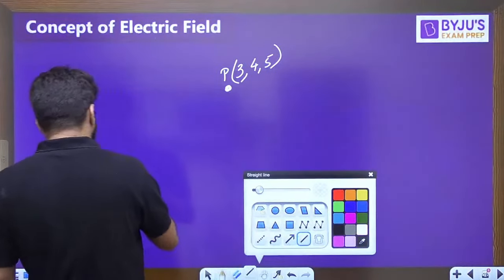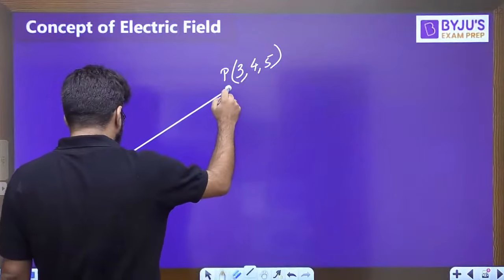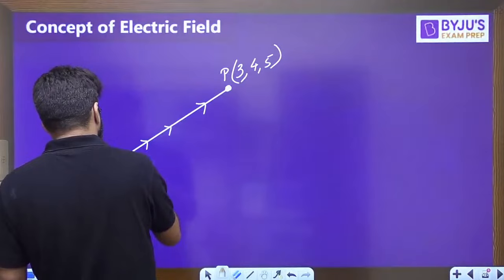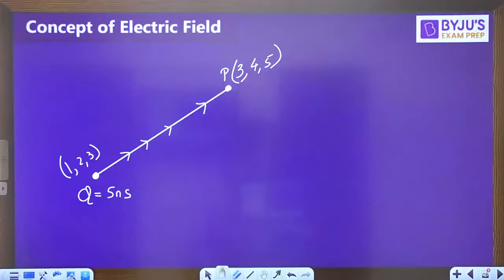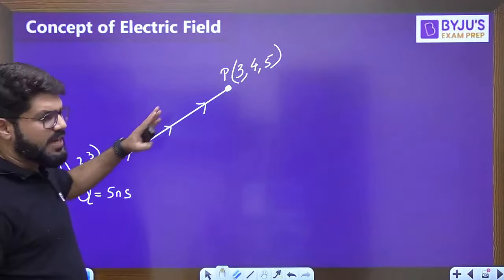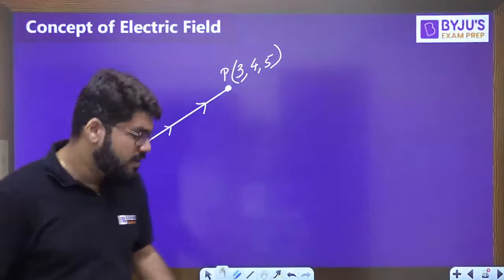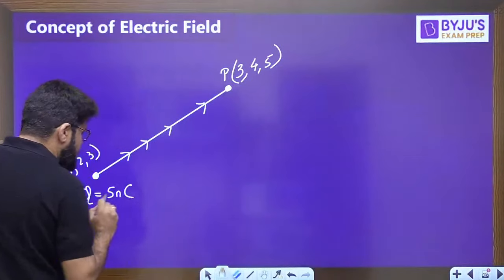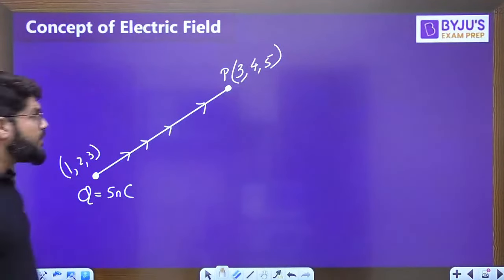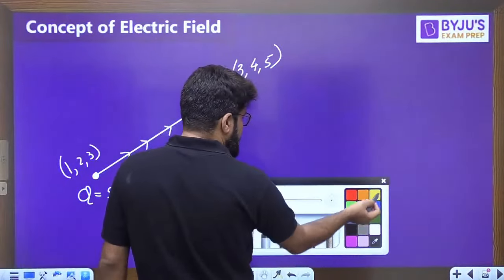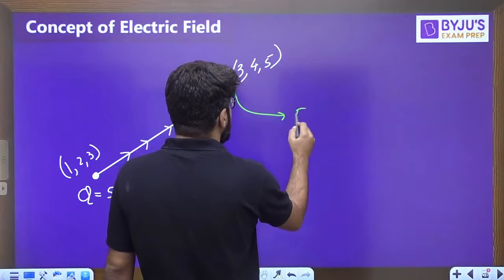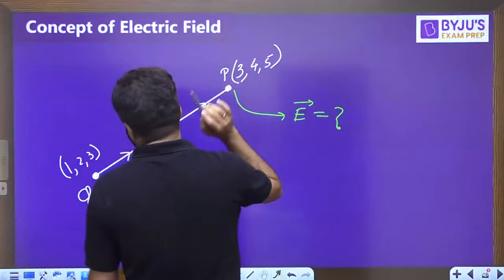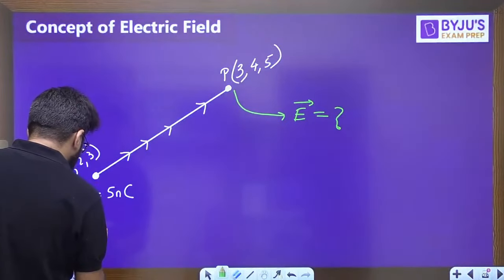Let me join the source and the point of observation. Because the source charge is positive, the field lines will be away from it, as we have just understood. This is 5 nanocoulombs. The question here is to calculate the electric field at the point of observation, (3, 4, 5). This is the point of observation, and this is the source.